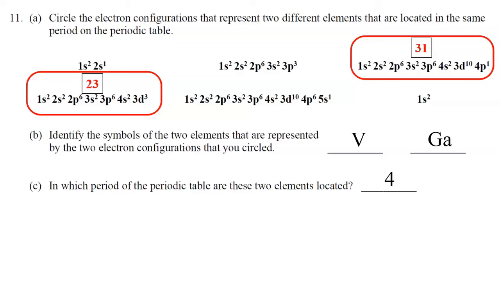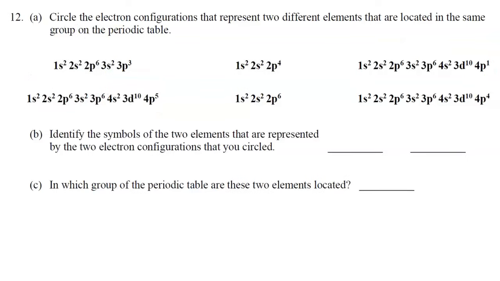Now let's take a look at question 12. Question 12 is similar to question 11. In Part A, it says circle the electron configurations that represent 2 different elements that are located in the same group on the periodic table. So now we're looking for 2 elements that are located in the same group, which is a vertical column on the periodic table. We'll use the same technique that we used in question 11, Part A.